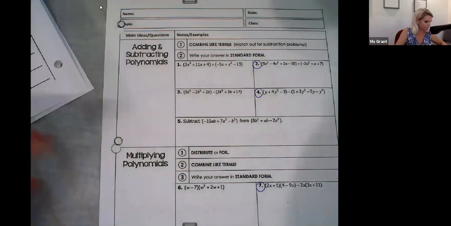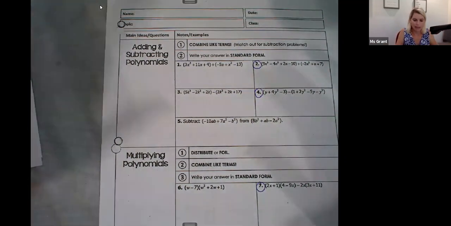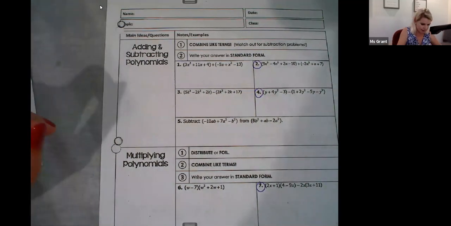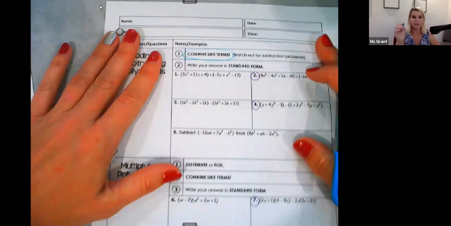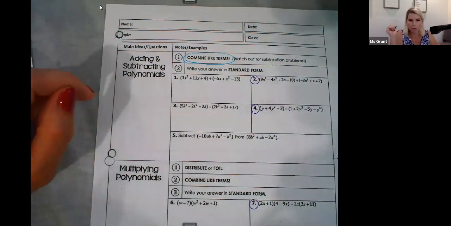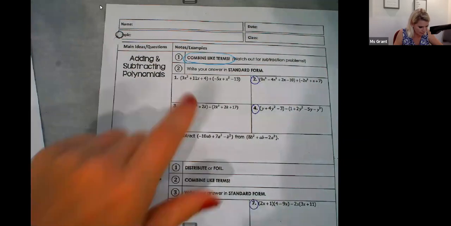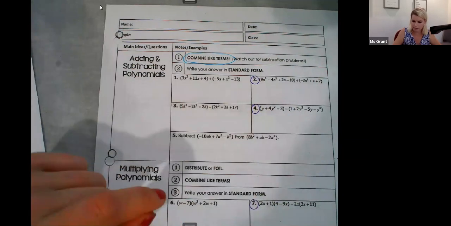All right, here we go. Adding, subtracting, and multiplying. Adding and subtracting, combine like terms. There is no shortcut about it. If they have the same variable, put them together. The exponent can be different... nope, same exponent. Let's do this.